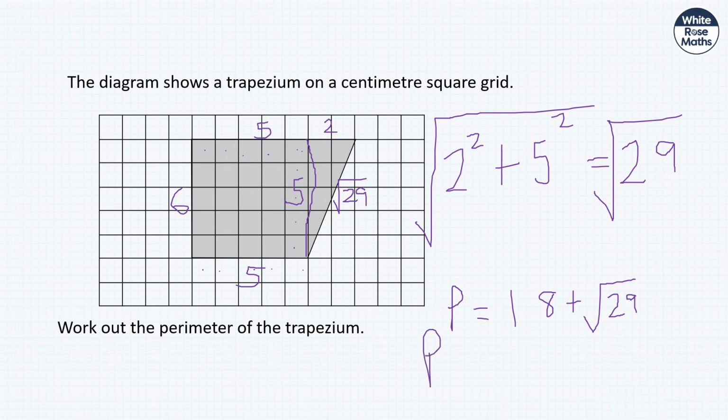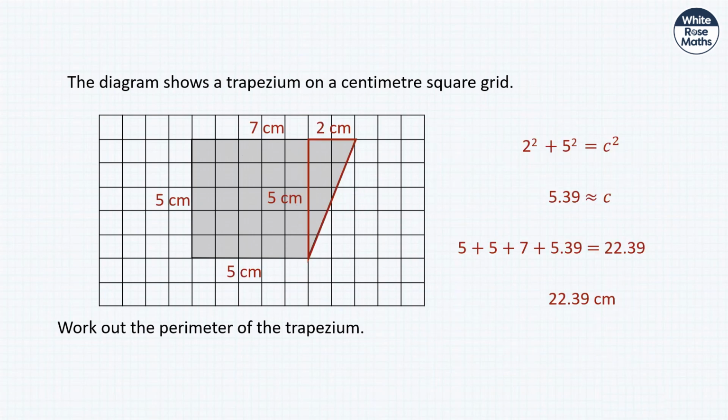If you bring it into your calculator, you will get the answer of 23.39 centimeters to 2 decimal places. Sorry, 39, I apologise. But I was close enough, guys.